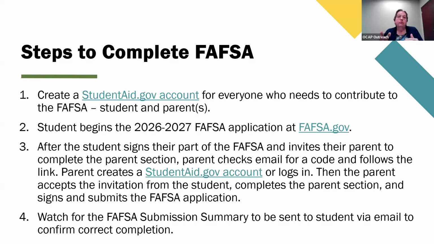Basically, we just want to run through what the whole process looks like. First of all, a student needs to create a studentaid.gov account, and also any contributor, which is usually a parent, will need to open their own account at studentaid.gov, and I'll explain why this is necessary in just a minute. Up until this year, it was taking a while for those studentaid.gov accounts to be matched with the Social Security Administration.